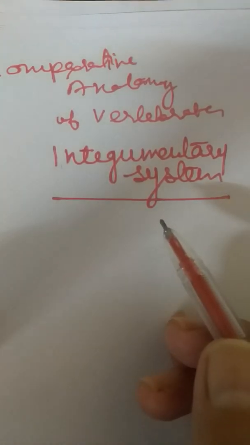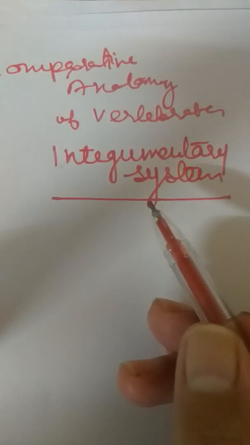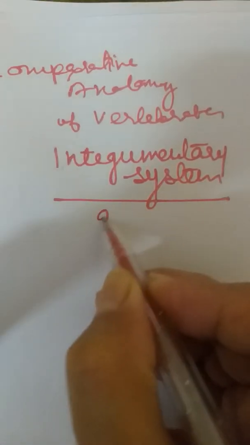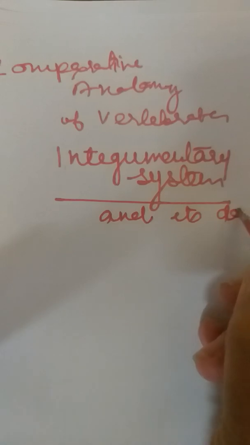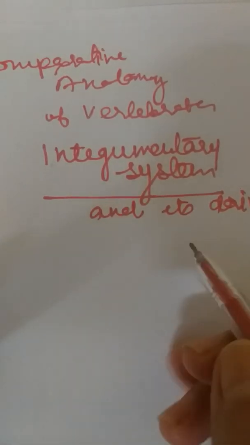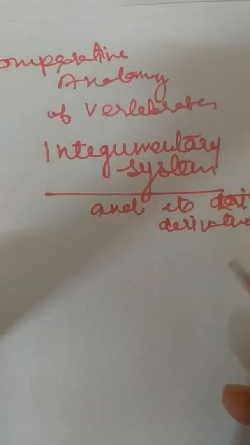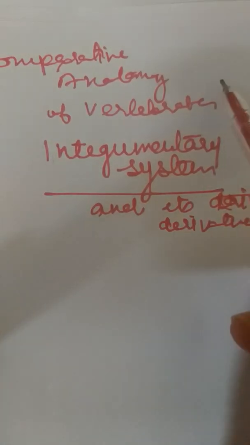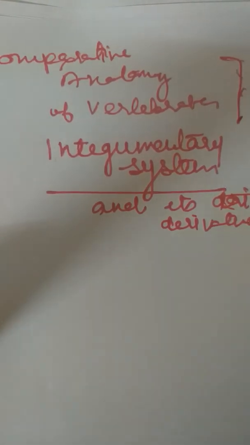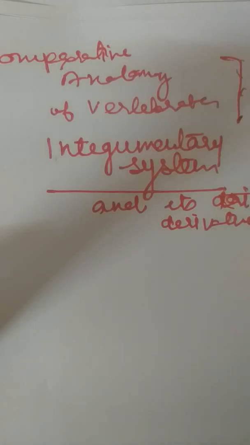Dear students, we are taking the integumentary system and its derivatives as today's lecture. In this particular topic, we will be comparing the skin anatomy of different types of vertebrates. As we know, skin is the largest organ that occurs only in the vertebrates, and it is defined as the surface covering which is easily separable from the underlying muscle layer of the body wall, and it produces a number of structures.